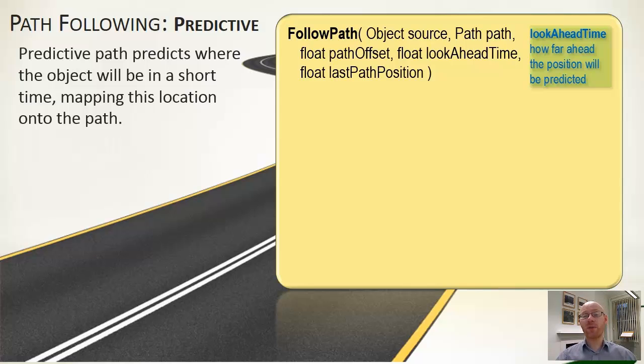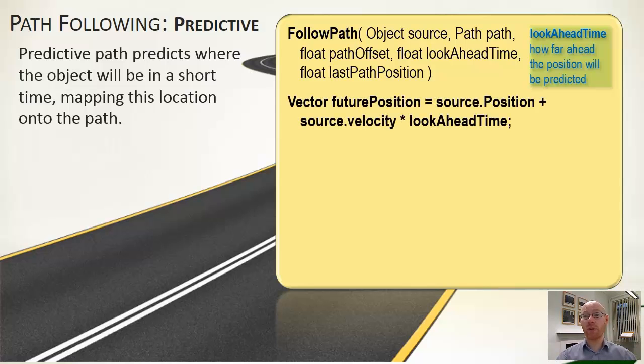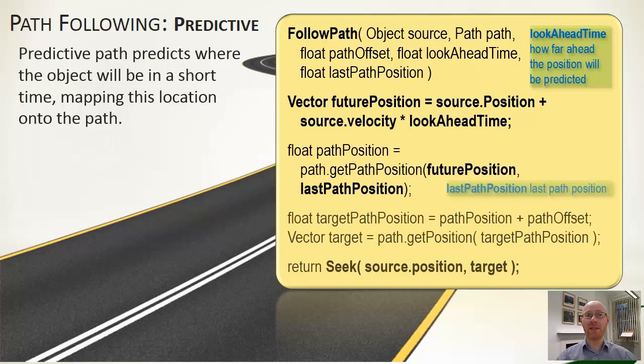So the first thing we do is work out, we know our current position, we know our velocity, we know how far ahead we're going to look. That gives us our future position based on the current velocity. And then thereafter, we're doing basically the same thing as the non-predictive. We're taking this future position, working out where that corresponds to in the path, looking a little bit further along the path, getting the position that corresponds to, and then seeking towards that particular position.